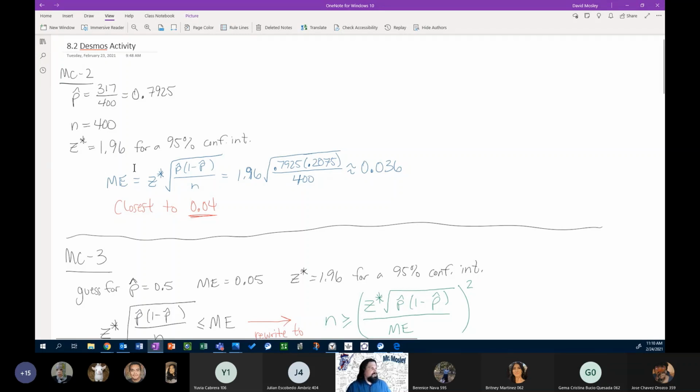And we know that the margin of error is equal to z star times the square root of p hat times 1 minus p hat over n, right? Critical value times standard error. We replace our values: 1.96 times the square root of 0.7925 times 0.2075 over 400, and we get about 0.036. So the closest value is 0.04. Is there anything I can clarify for the second multiple choice question? Any questions?